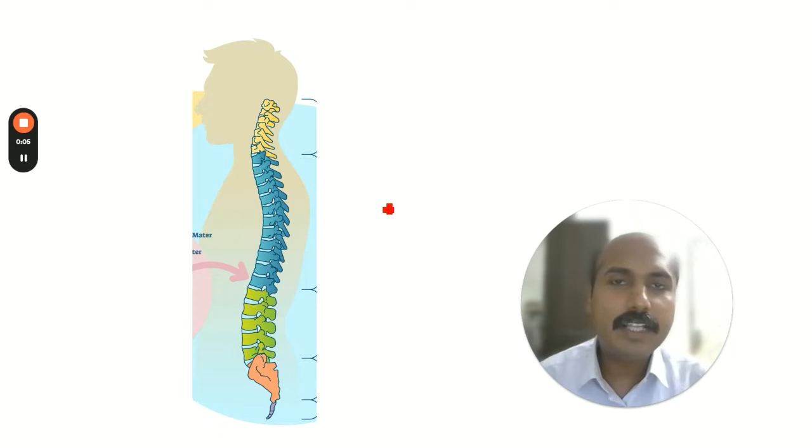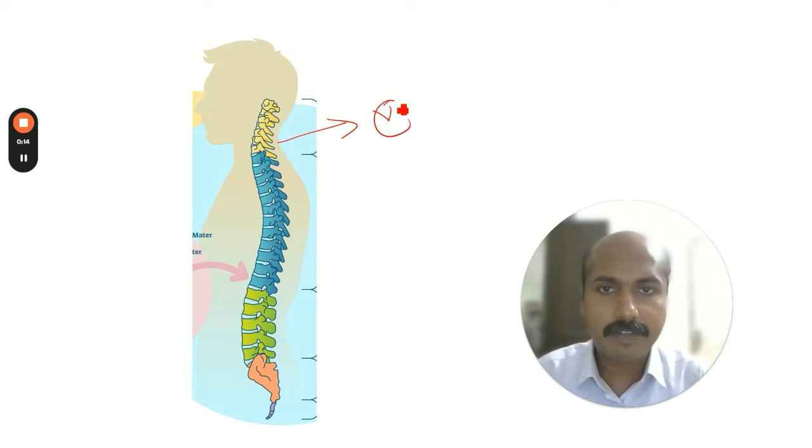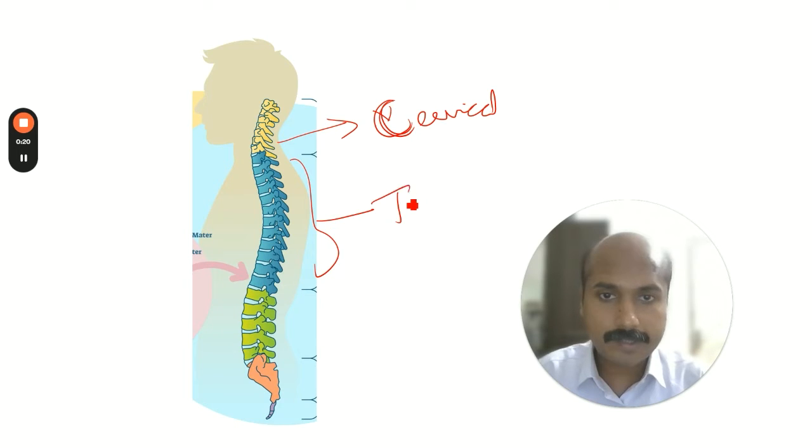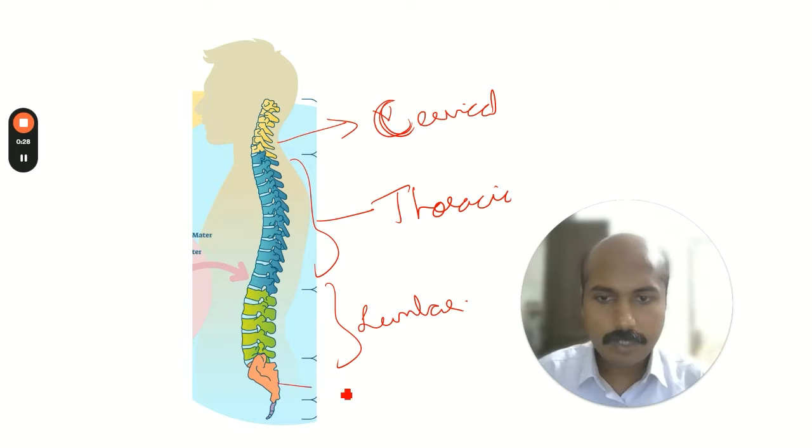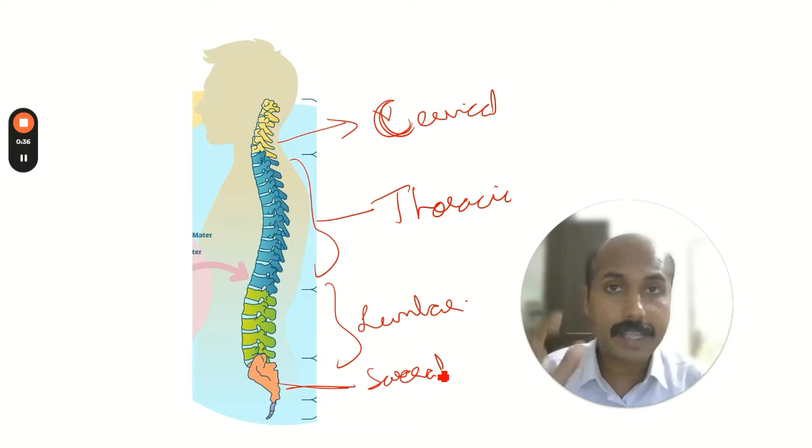Hello, in this video we'll learn about what are the primary and secondary curvatures of the vertebral column. You are seeing here the cervical vertebra. Below that, what is blue shaded is the thoracic vertebra. Below that you have the lumbar vertebra, and below that the sacral vertebra. The sacral vertebra is joined together as a single sacrum. Now here you have the coccyx.